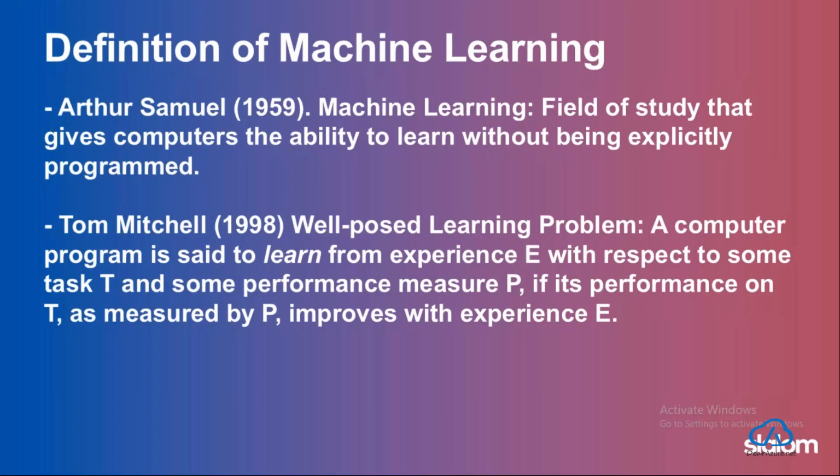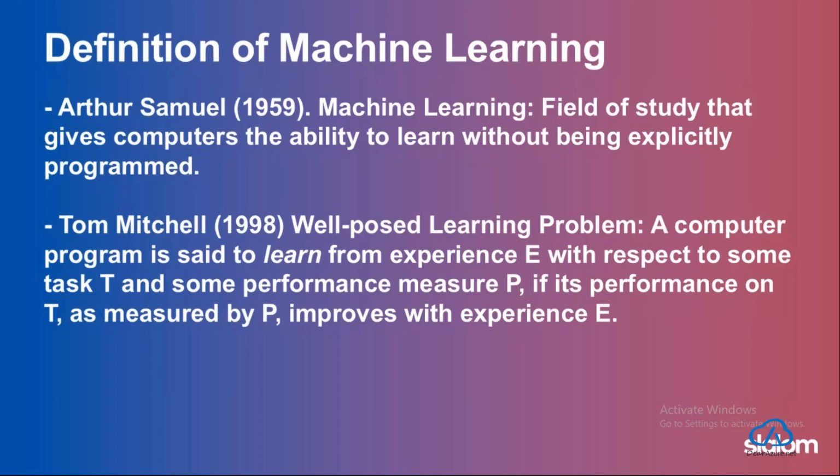And with respect to some task that is performed, the performance of the task is measured by P, which is called the performance measure. And if it performs on the task T, as measured by performance P, and improves with experience E, that is Tom Mitchell's definition of machine learning. You can see Tom Mitchell's definition is quite a practical approach.